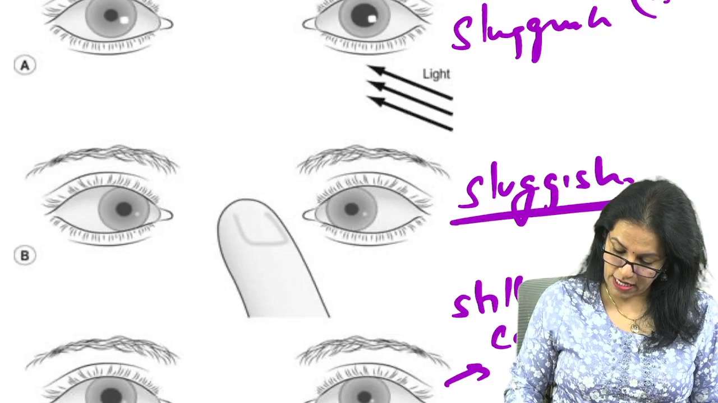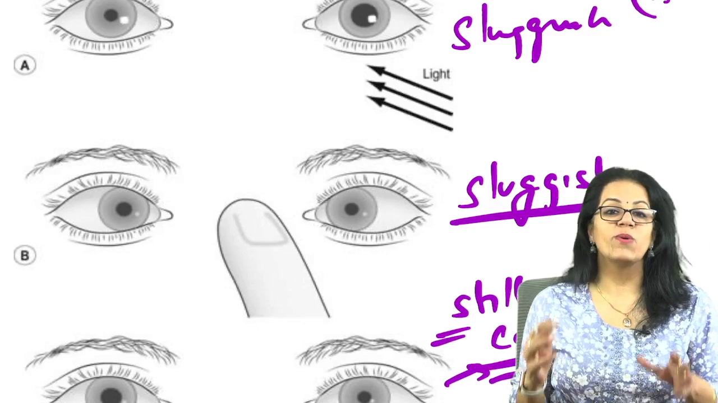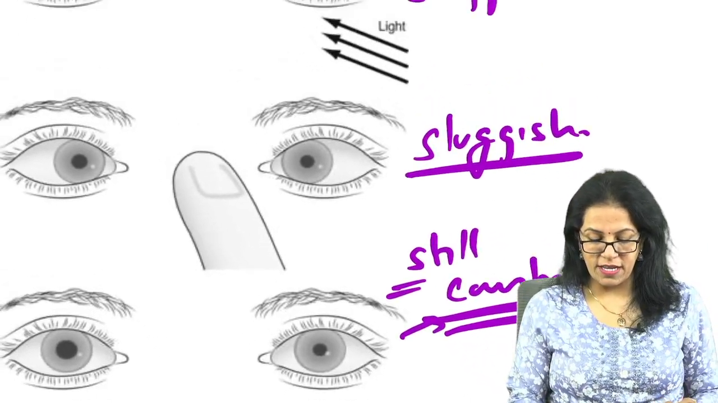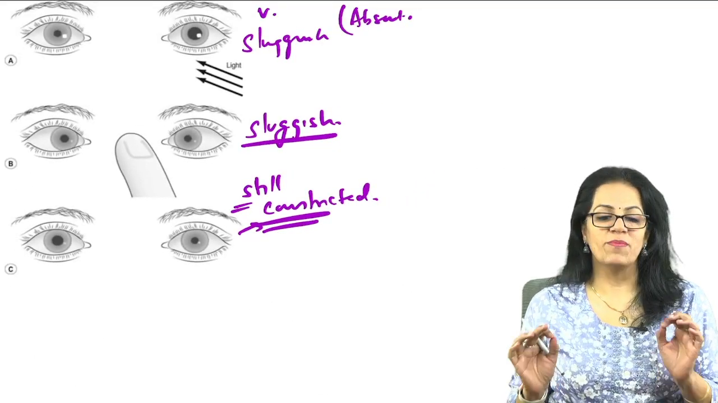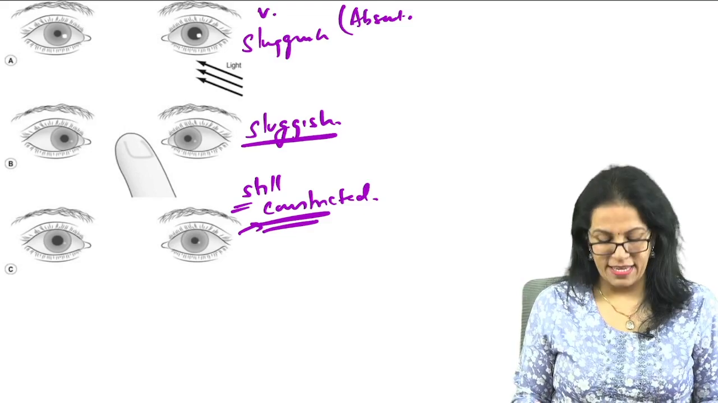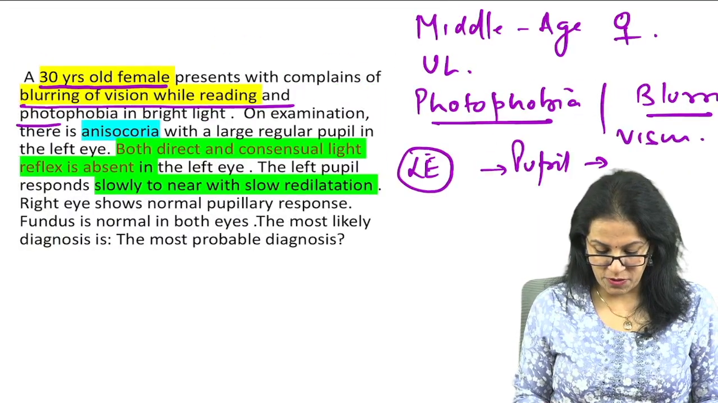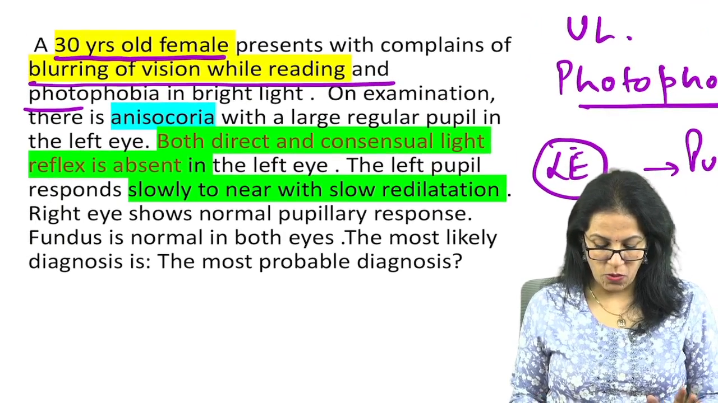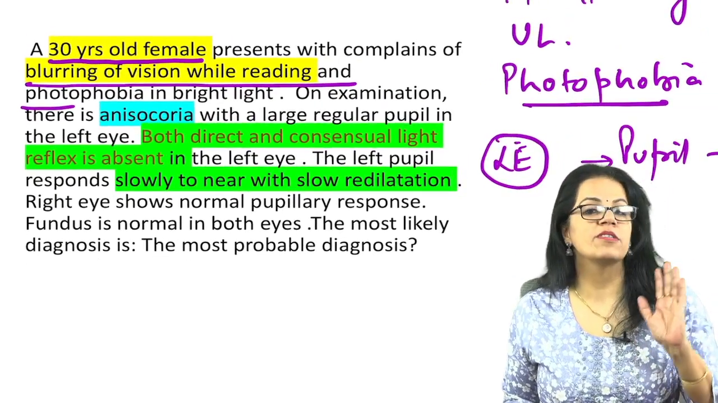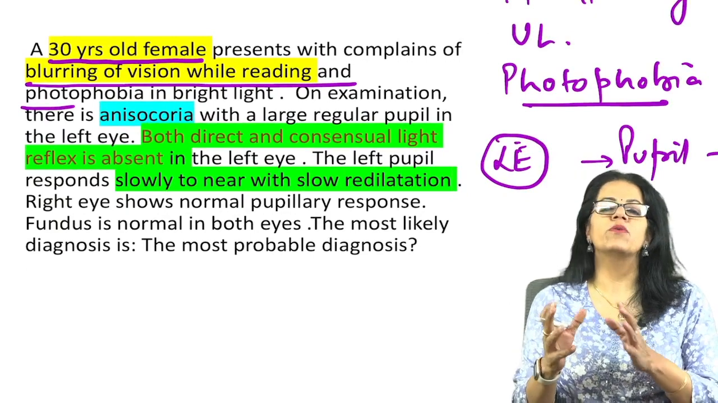So the question is saying slow redilatation, tonicity. So we are talking about what? We are talking about Holmes Adie pupil or tonic pupil, right? Everything in the question was mentioned, and this is how you will see the findings. Slow redilatation, normal pupillary response in the other eye. Generally, what is Holmes Adie or tonic pupil?